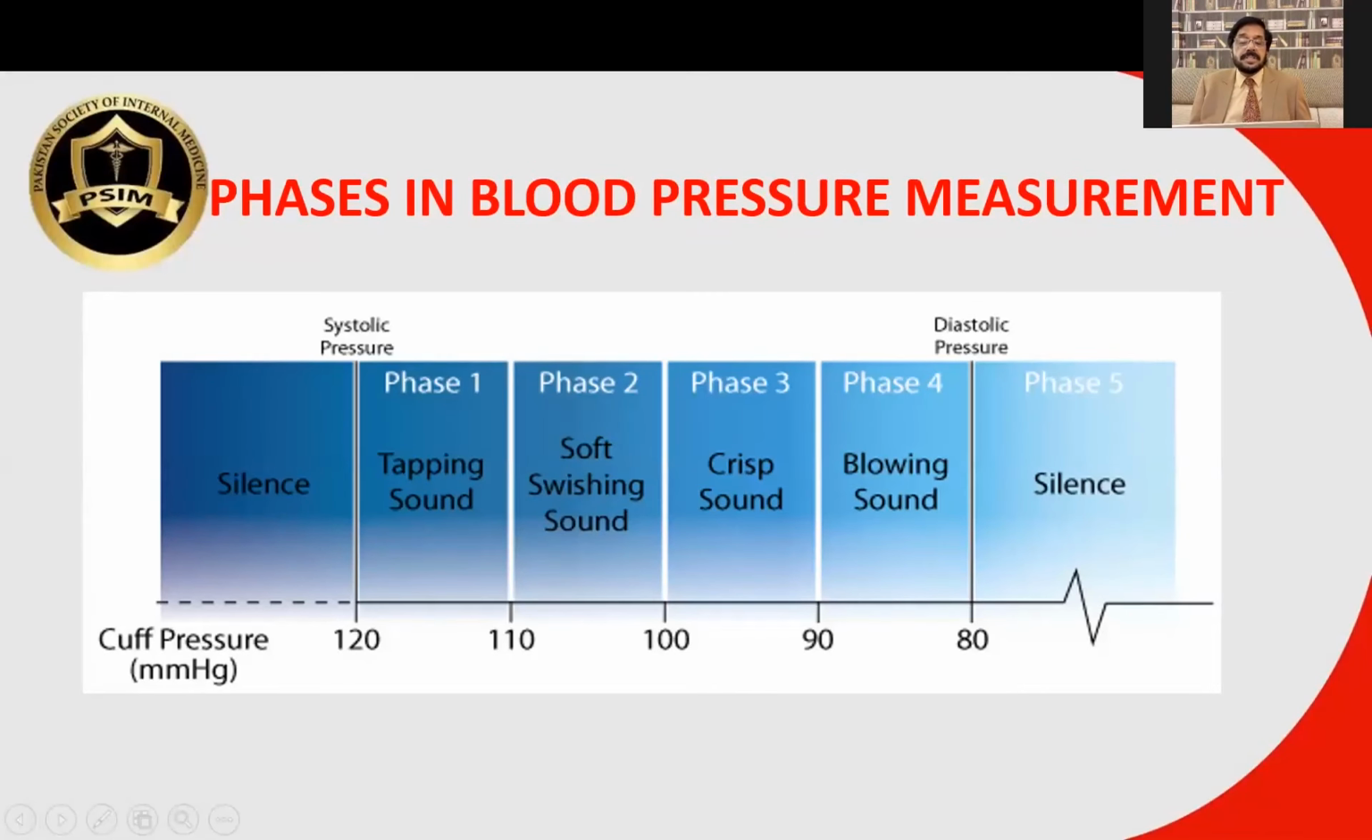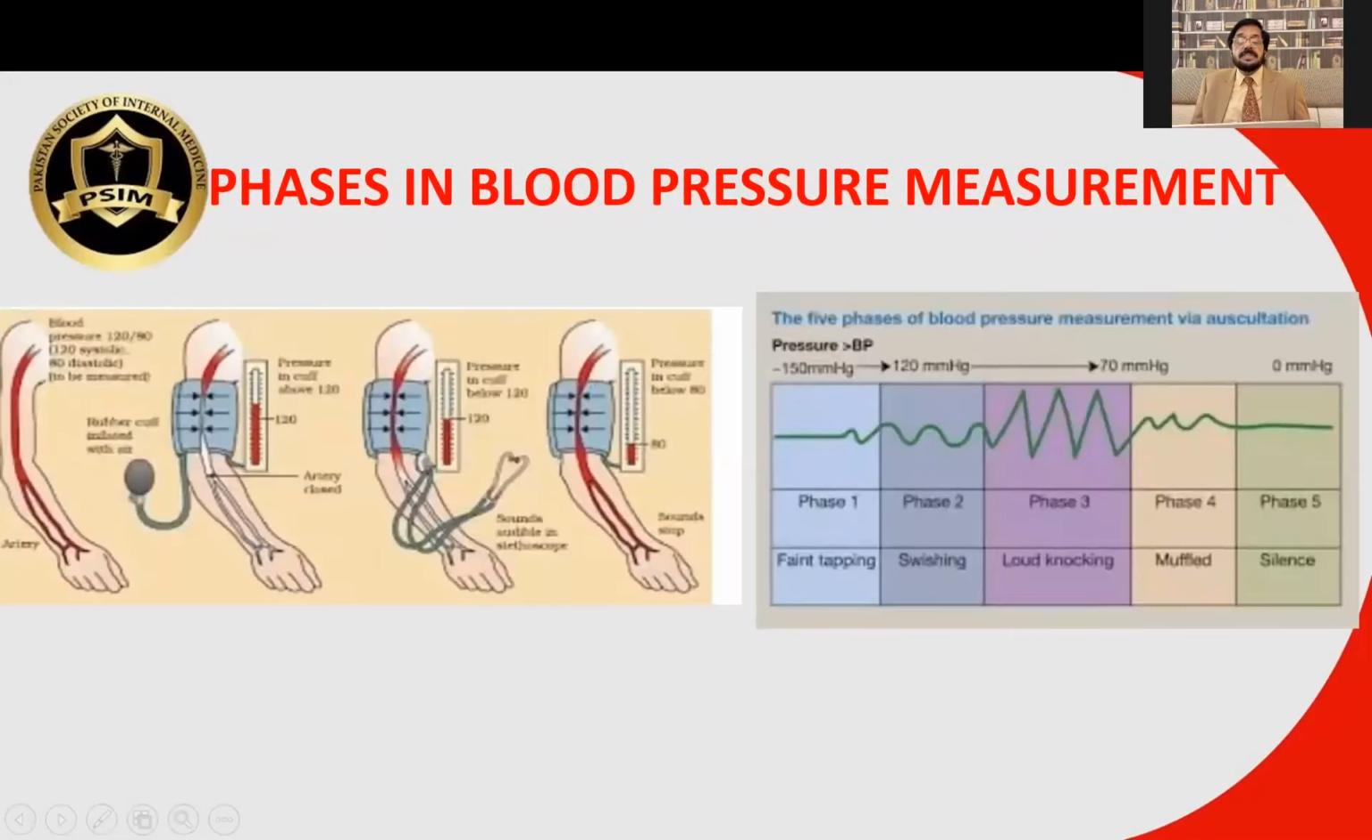This is also interpreted over here. So there is silence, tapping sound, phase one, soft swishing sound, then crisp sound, blowing sound, and then there is silence at different levels, like we can see at 120, 110, 100, 90, and 80. So these are different phases which must be considered.